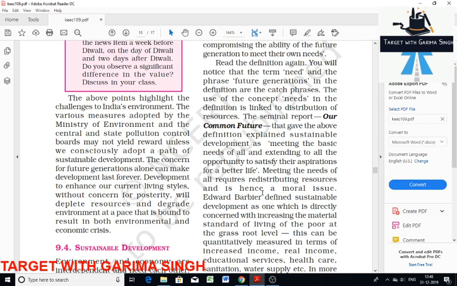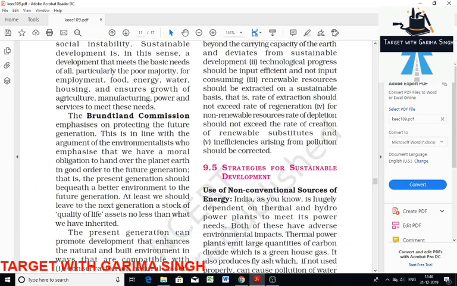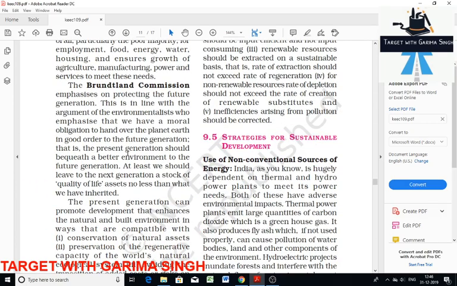To achieve sustainable development, the following need to be done. Renewable resources should be extracted on a sustainable basis. That is, the rate of extraction should not exceed the rate of regeneration. Then technological progress should be input efficient, not input consuming. Then next you can write, for non-renewable resources, the rate of depletion should not exceed the rate of creation of renewable substitutes. Inefficiency arising from population should be corrected.